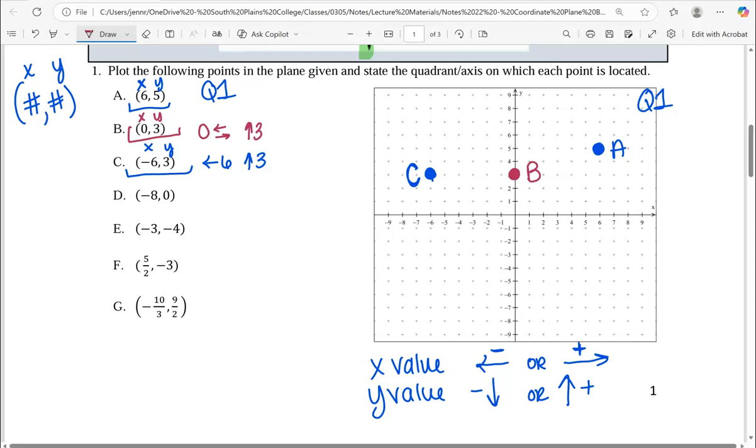Anytime you have a point that is sitting on an axis, notice this one is sitting on the y-axis. It has a fancy name. It is called the y-intercept because it is sitting on the y-axis. Notice that's different than A and C because A and C were living in the middle of a quadrant. Point A was in quadrant 1. Point C was in quadrant 2.